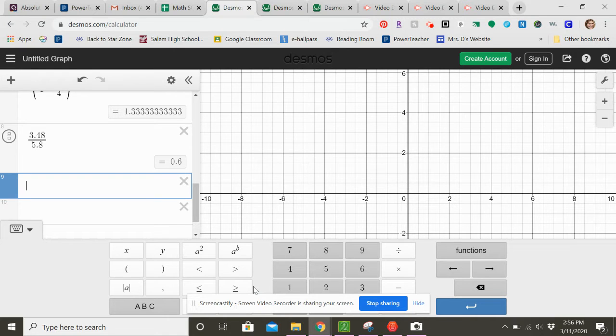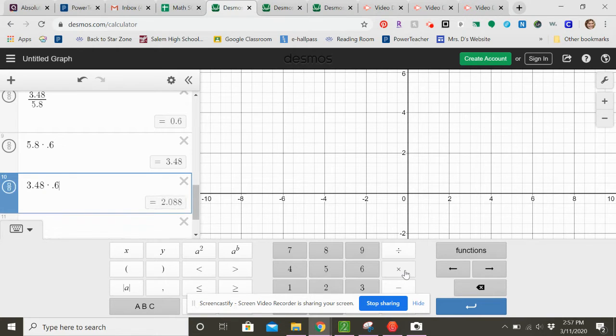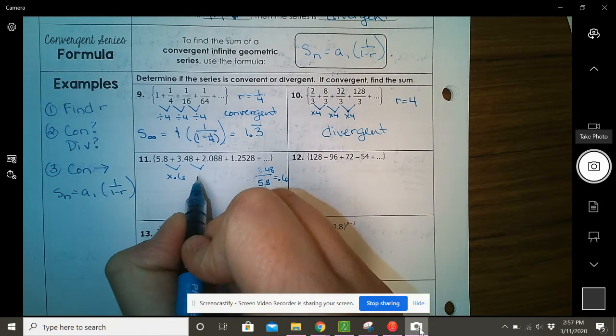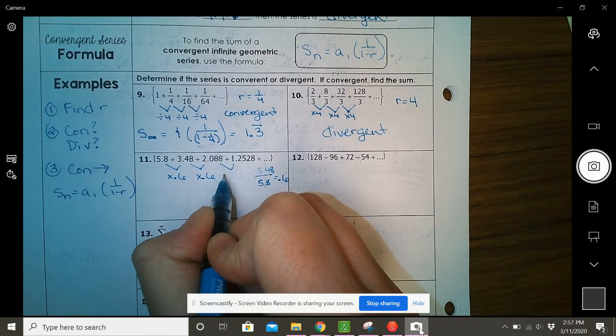So my r value is 0.6. That means I am multiplying each term by 0.6 to build the new term. And you can check that. 5.8 times 0.6 gets you 3.48. 3.48 times 0.6 gets you 2.088, which is what's building our series. So our r value is multiplying by 0.6 each time.